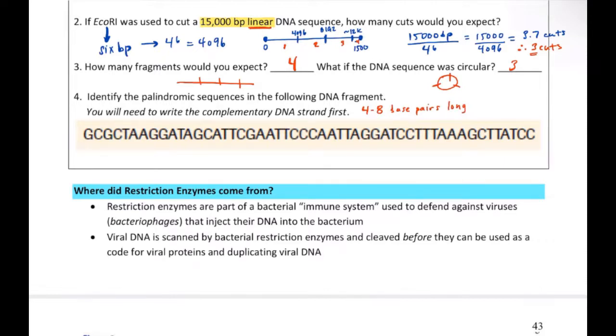Here's the thing, though. You can't tell what the other direction is until you write it out. So this is going to take us a little bit of time. But remember that this would be the 5' end. This would be the 3' end. So now we're going to create the complementary DNA underneath, and then we'll go from there.